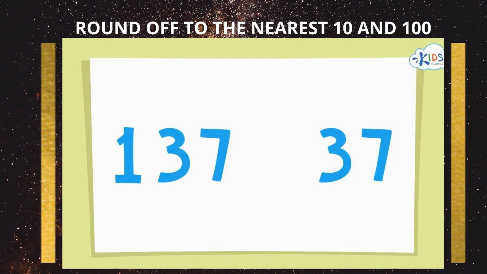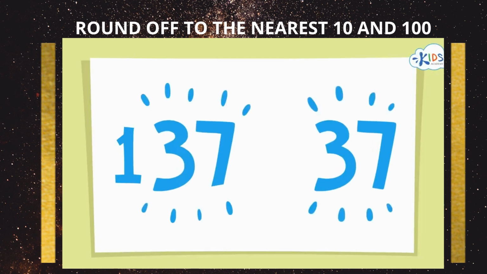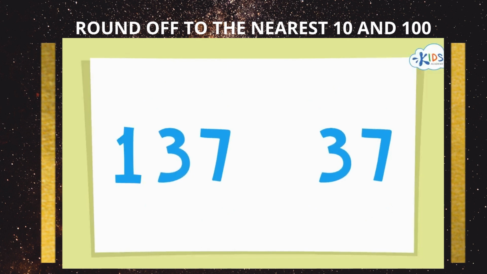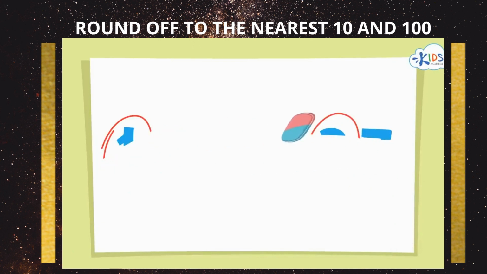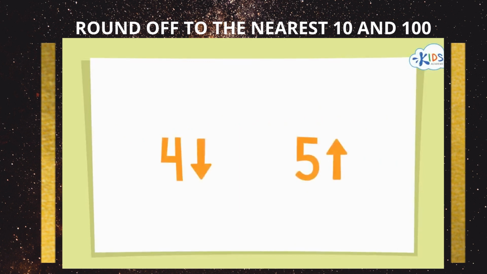Even though both of these numbers have 37 in them, you'll see that we're going to round them differently because we are rounding 137 to the nearest 100 and 37 to the nearest 10. The same rule still applies for rounding to the hundreds place as it does for rounding to the tens. 5 is the key number. If it's 5 or higher, you round up, but if it's 4 or lower, you have to round down.